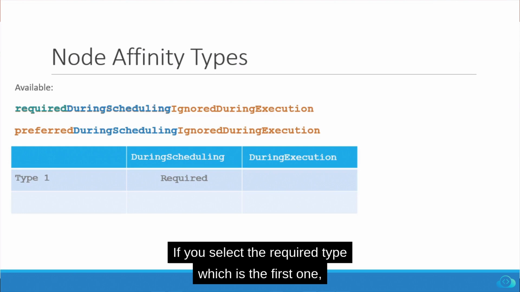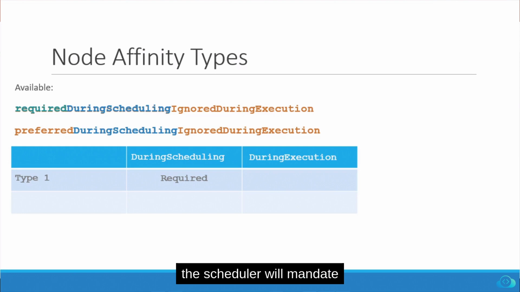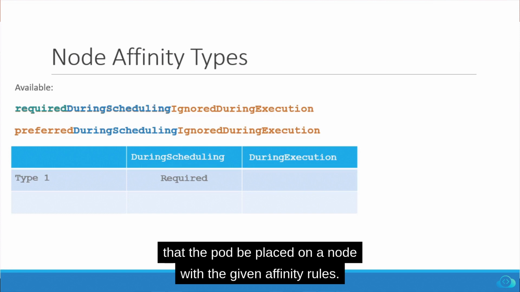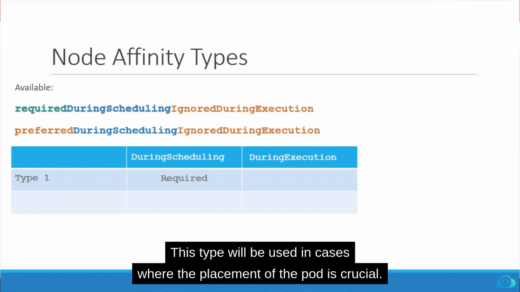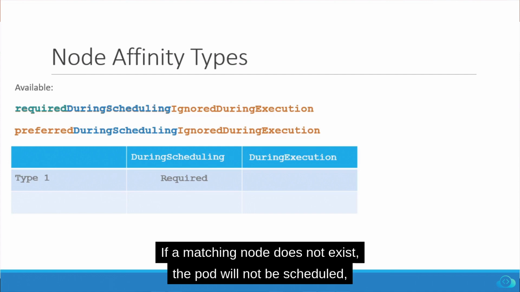If you select the required type, which is the first one, the scheduler will mandate that the pod be placed on a node with the given affinity rules. If it cannot find one, the pod will not be scheduled. This type will be used in cases where the placement of the pod is crucial. If a matching node does not exist, the pod will not be scheduled.